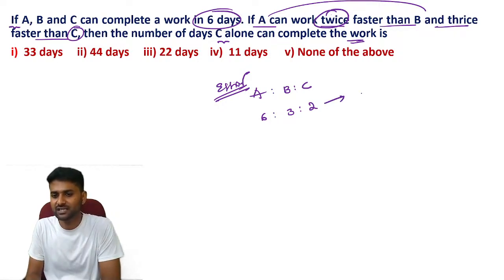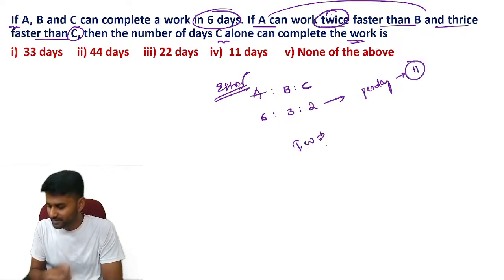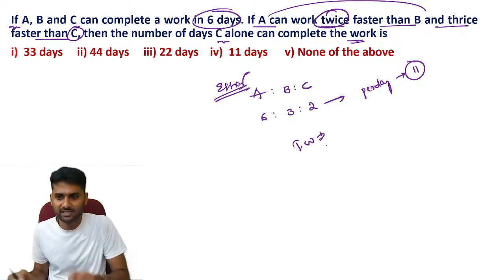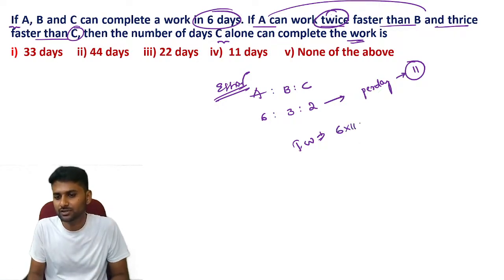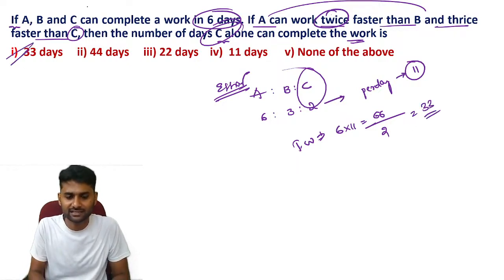Now what is the efficiency? If they work per day, they are going to complete 11 units. What about the total work? If A, B, and C work together, they will finish the work in 6 days. Now, what is the total work? 6 into 11 is equal to 66 units. Now here the question: if you assign the work to C, how much time does it take? If 66 is divided by 2, C takes exactly 33 days.